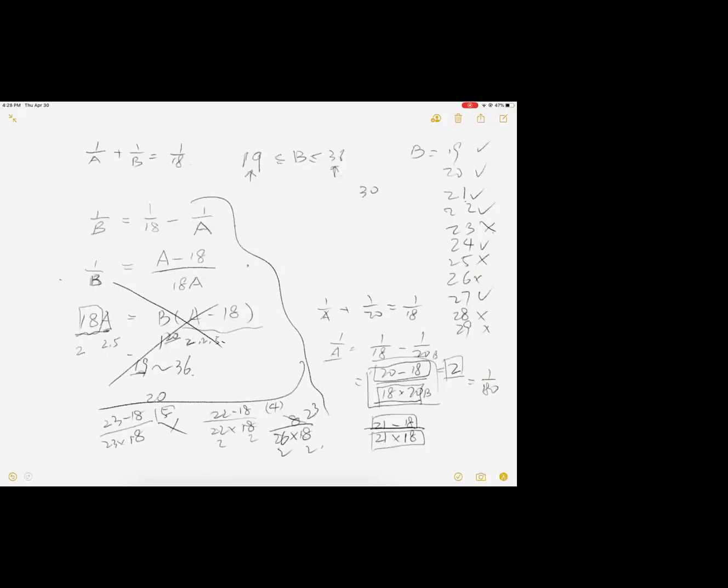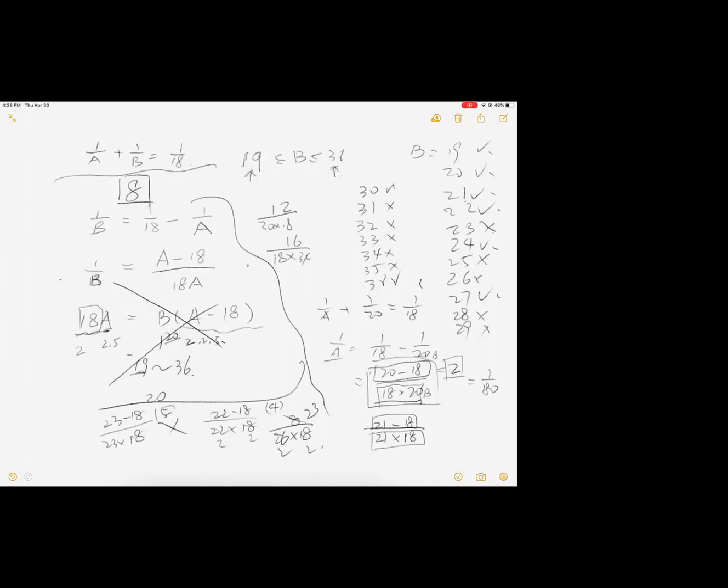30 minus 18 is 12. So 12 divided by 30 times 18. This works. 31 doesn't work. This is 13. 32 is 14. Doesn't work. 33 minus 18 is 15. Doesn't work. 34 minus 18 is 16. 16 divided by 18 times 34 doesn't work. 35 minus 18 is 17. Doesn't work. 36 works. So how many? 1, 2, 3, 4, 5, 6, 7, 8. In total, 8 of them will work. So the answer is 8.